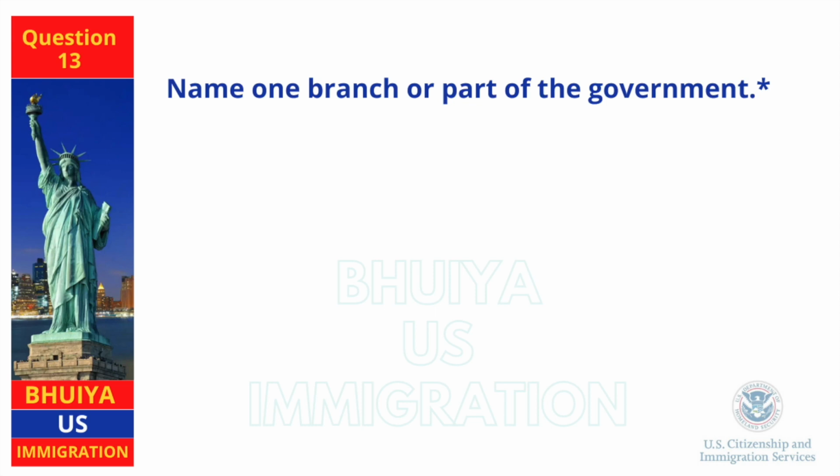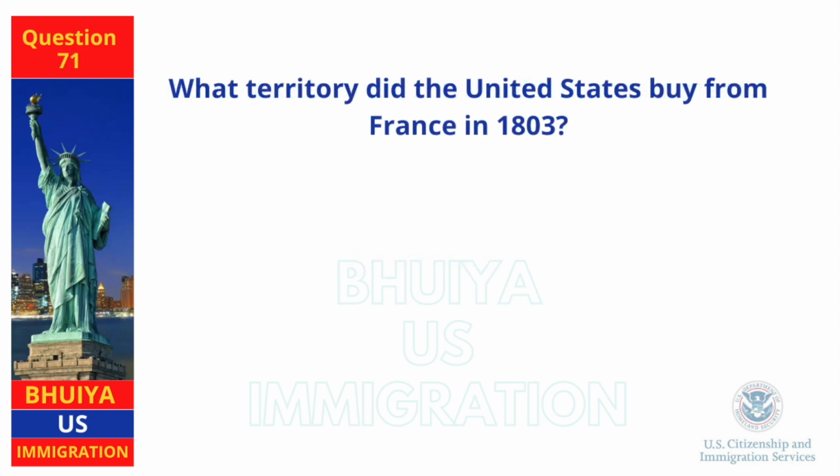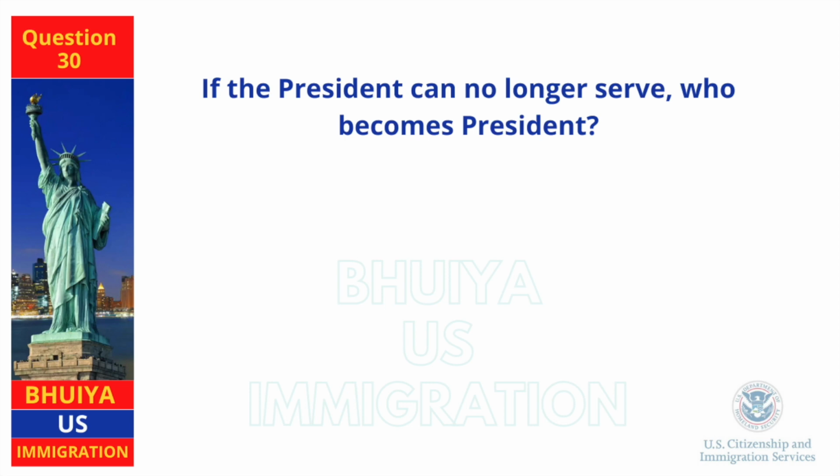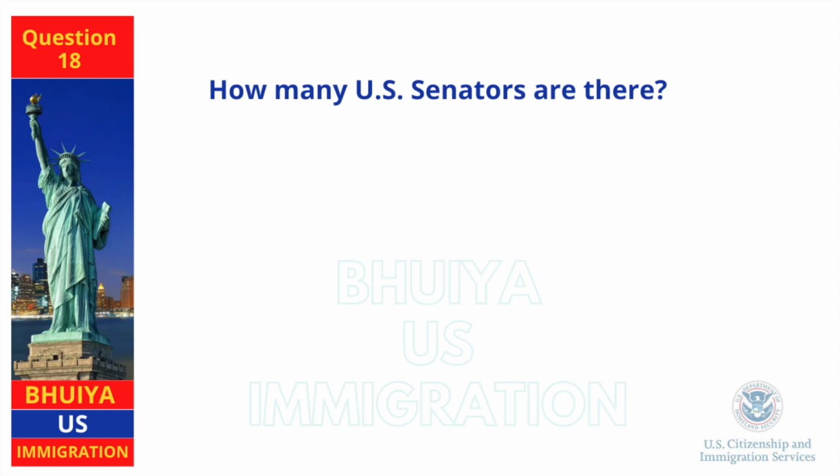Name one branch or part of the government. Congress. What territory did the United States buy from France in 1803? The Louisiana Territory. If the president can no longer serve, who becomes president? The vice president. How many US senators are there? 100.